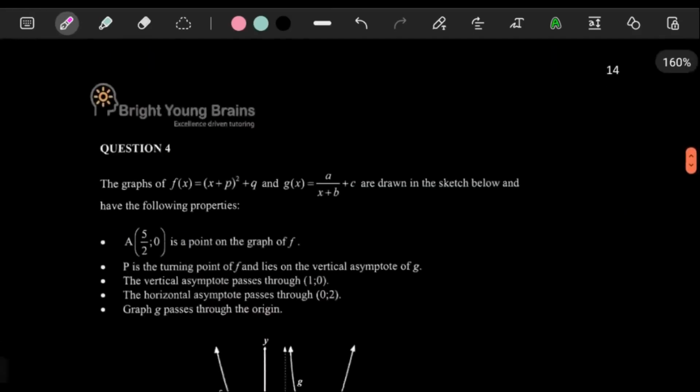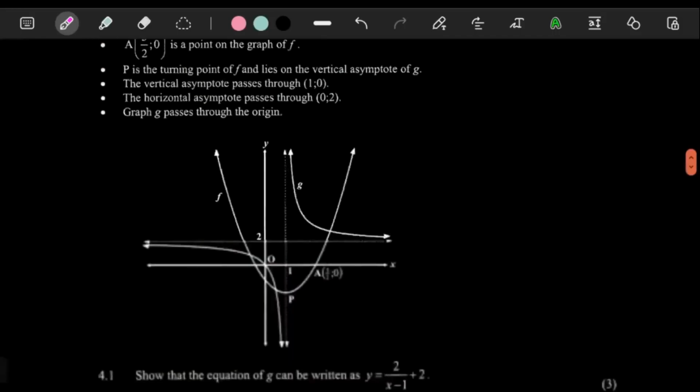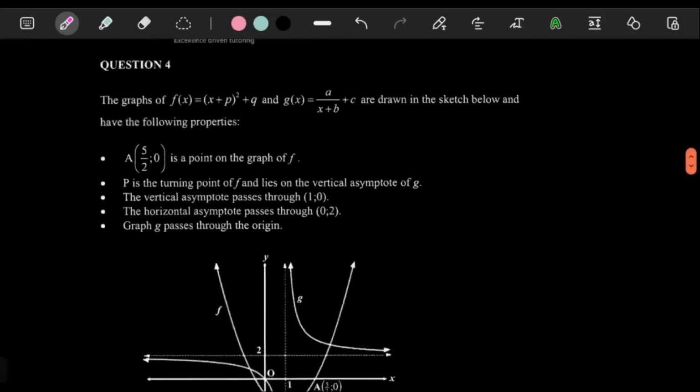Question number 4. Question number 4 looks good. It says the graphs of f of x and g of x. So it's two graphs. One is a parabola, one is a hyperbola. The two equations are left blank, which is quite mean of them, but the more blank they leave it, the more marks, I guess. Well, whichever way, the test is out of 150 all in all, so it is what it is. It doesn't matter. But let's see, these are drawn.